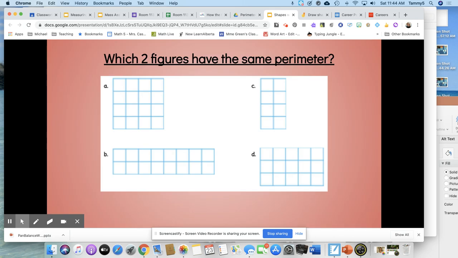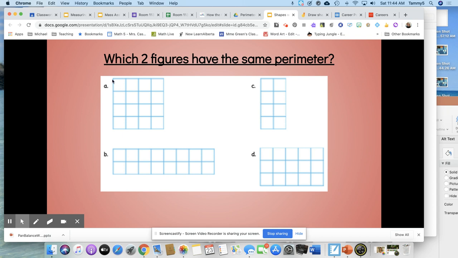So we're going to come back to doing some examples together after the Jamboard. After you've done your Jamboard, we're going to be looking at doing some questions together. Let's take a look at these four different figures. What I want you to do is figure out which two of these figures have the exact same perimeter. In order to do this question, you're going to have to calculate the perimeter of each shape. So let's take a look at A.